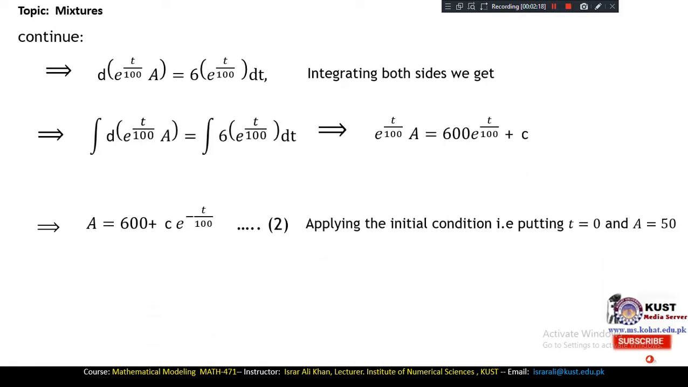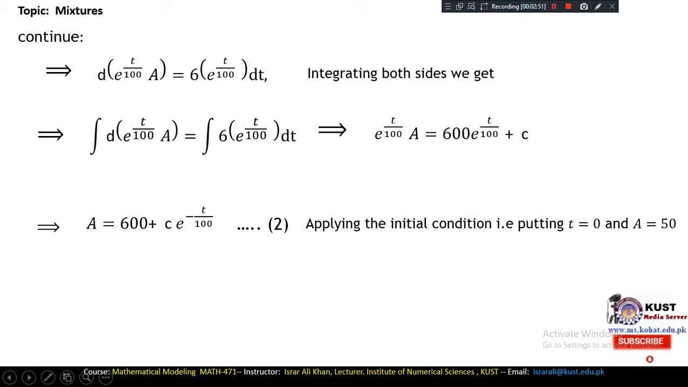Then we multiply by dt on both sides, and it becomes this. We apply integration on both sides, and this becomes e raised to the power t divided by 100 times A equals e raised to the power t divided by 100 multiplied by 600, plus C, a constant of integration. We divide both sides by e raised to the power t divided by 100, so it becomes equation number 2. And now this is the general solution, and now we are going to apply the initial condition.